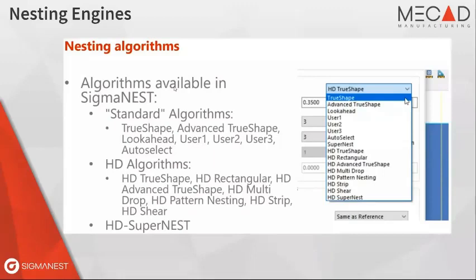They also produce an efficient nest in a relatively short time. On the other hand, the HD algorithms leverage a bit more computing power to get an effective nest. HD engines in particular, HD Advanced True Shape, take a bit longer to nest than the standard algorithms, but produce lower scrap rates. Initially, we thought that there cannot be a better nesting algorithm than User 2. And then came along HD Advanced True Shape and HD SuperNEST.